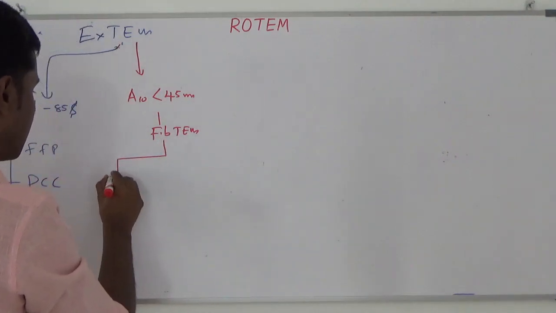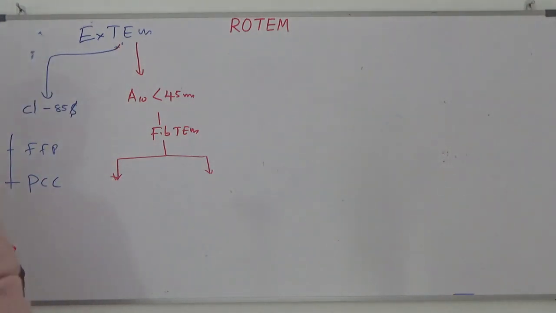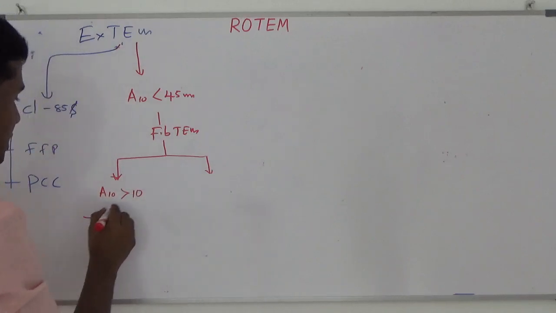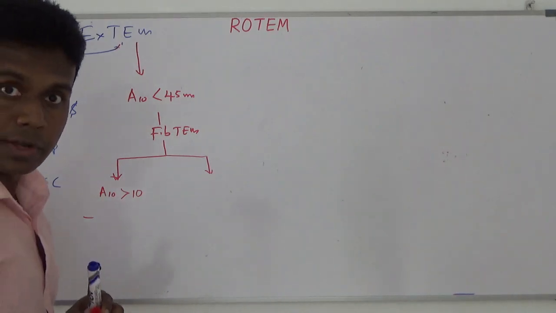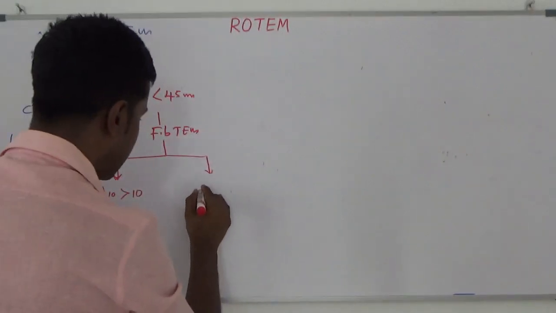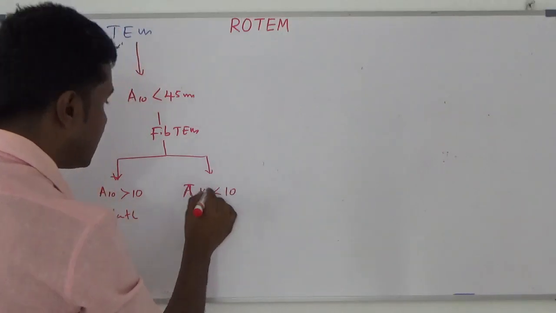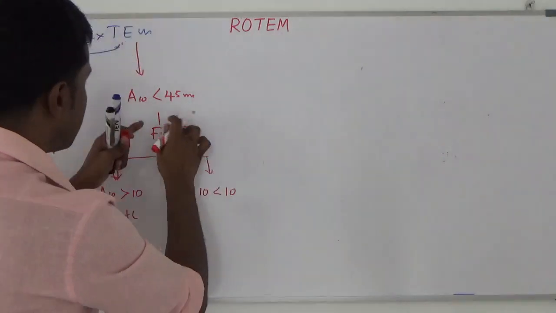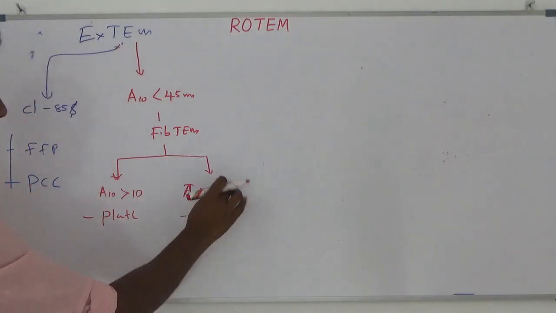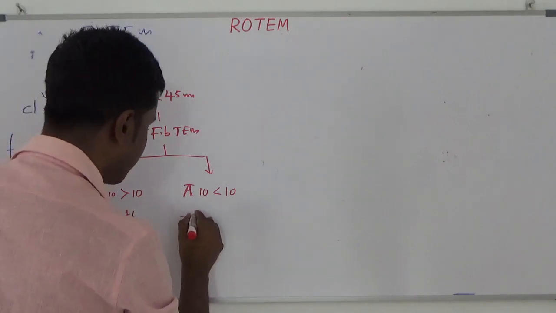In FIBTEM, if you find A10 more than 10, the patient does not have fibrinogen deficiency, and you have to give platelets. If your patient has A10 less than 10, that means the presence of fibrinogen alone is not enough to produce a 10 millimeter strength clot, so you should give fibrinogen to your patient. You have to give cryoprecipitate.